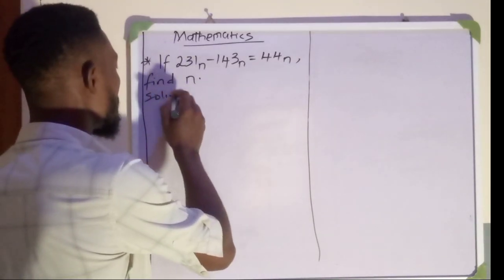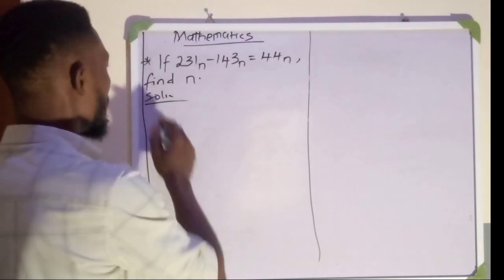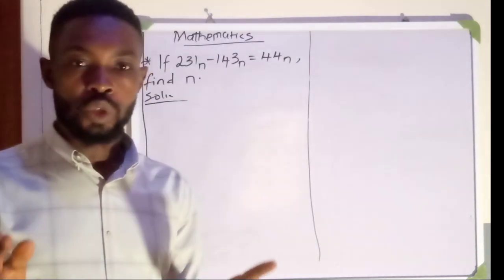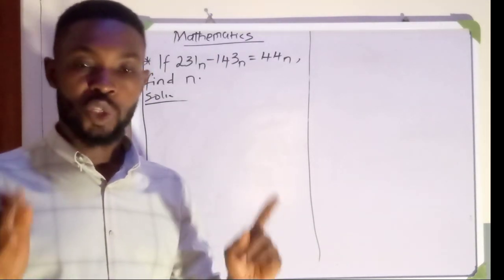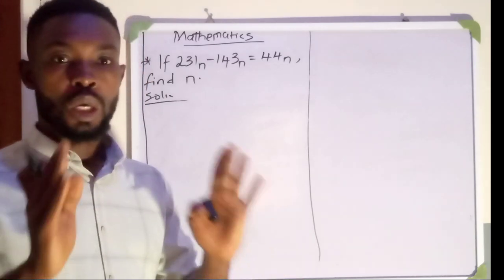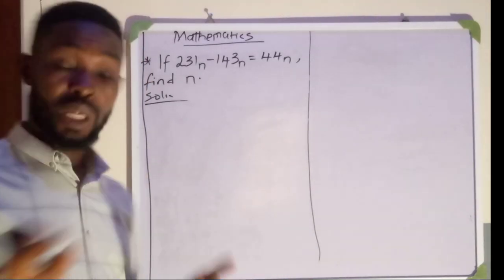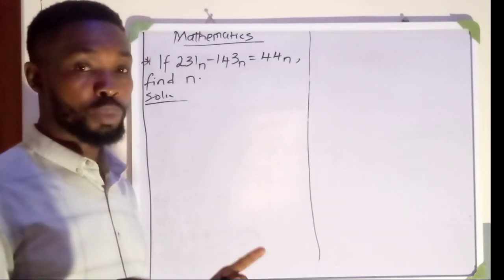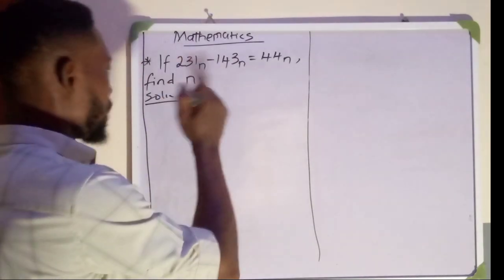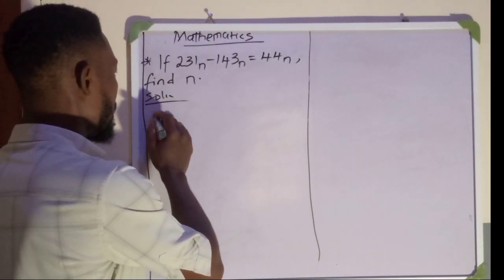Let's quickly solve it. The main way to solve this question, the simplest way to solve it, is to express each of the numbers in base 10. Each of the numbers should be expressed in base 10. Let me simplify it this way.